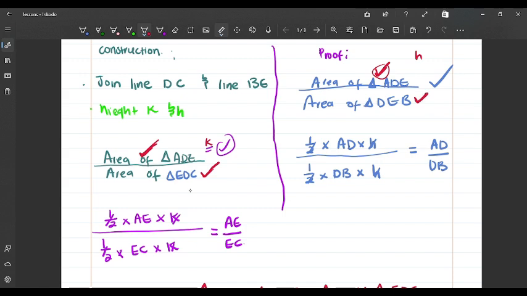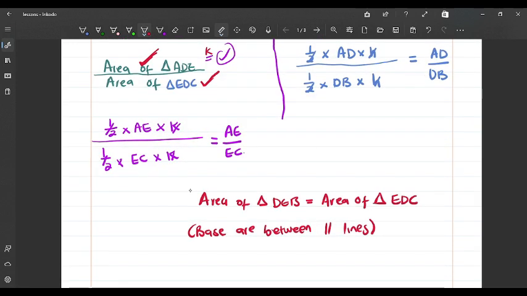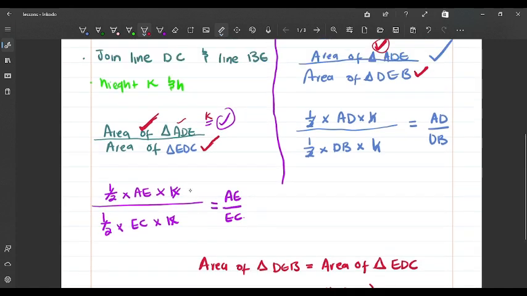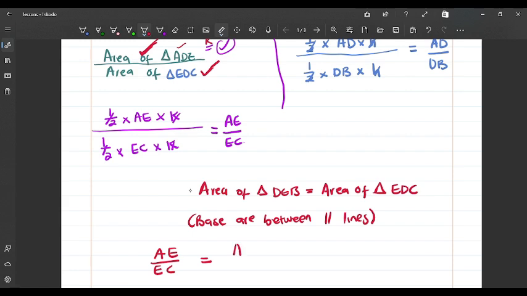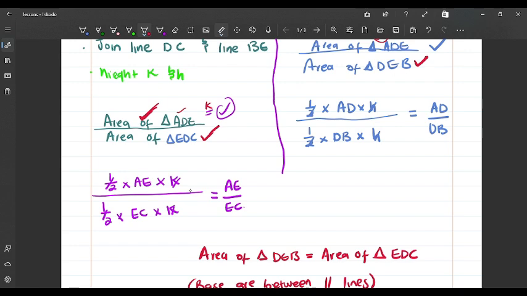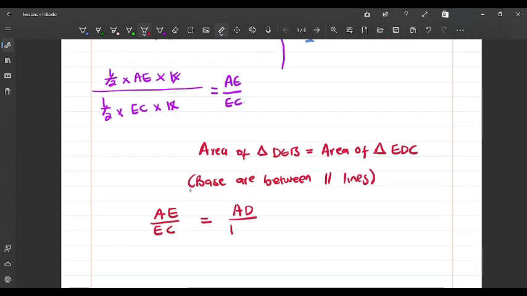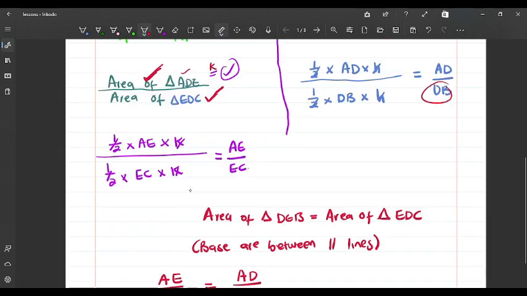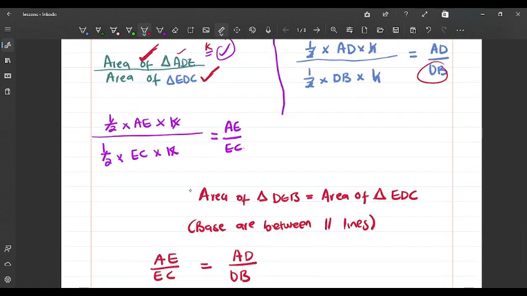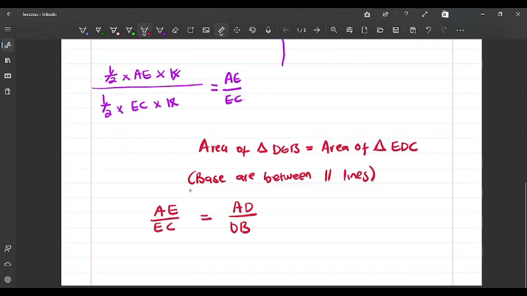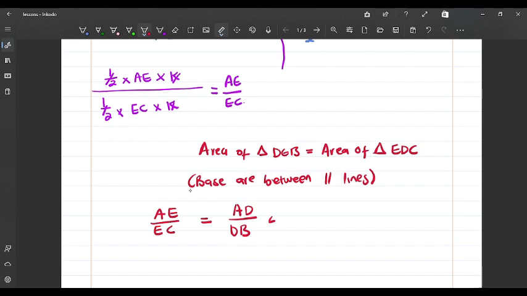And why is that? Remember, their bases are between parallel lines. So therefore, I can conclude that AE over EC, which is the area of triangle ADE over the area of triangle EDC, is equal to the area of triangle ADE, which is AD, over the area of triangle DEB, which is DB. And this is what we were required to prove. AD over DB is exactly the same as AE over EC, and that will be our final answer.